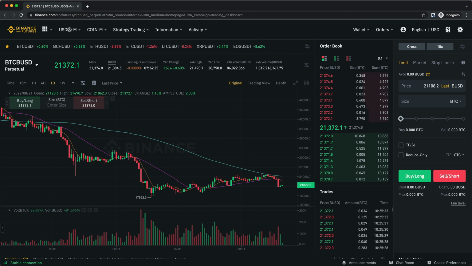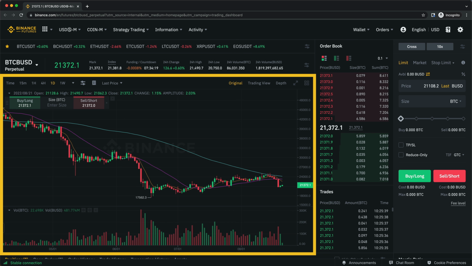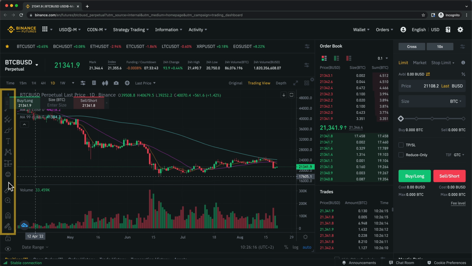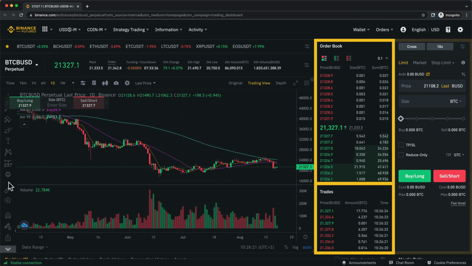In general, the futures trading interface looks very similar to the spot trading interface. We have the price chart in the center, which we can actually switch from original view to trading view. That way we get some technical analysis tools here on the left side. Then we also have the order book, the most recent trades, and the window where we can place our orders.